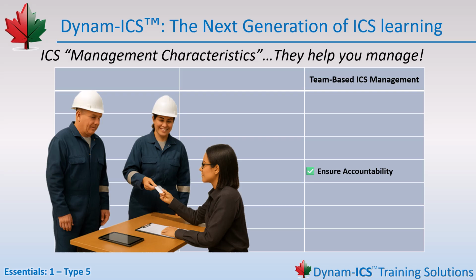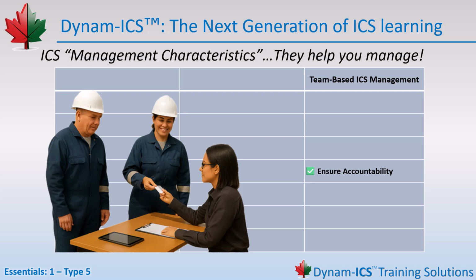But accountability doesn't stop at the sign-in sheet. It's woven through every management characteristic in ICS. Maintaining the IAP, your incident action plan, is accountability. Following unity of command and chain of command is accountability. Using plain language, respecting span of control, and sharing information clearly. All of these keep people aligned and the plan consistent.